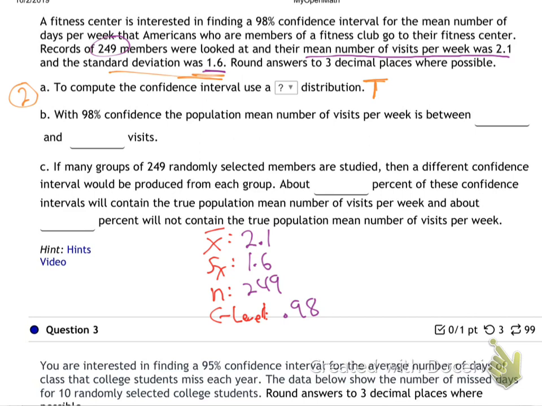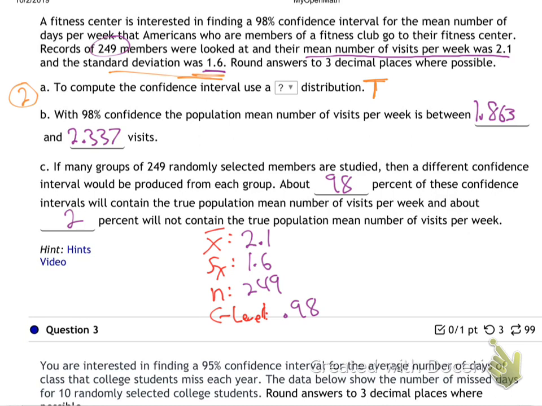I'm getting, they want 3 decimal places, 1.863 to 2.337. So then finally, and this is going to be the 98% and the 2%, right? Those are always that way.